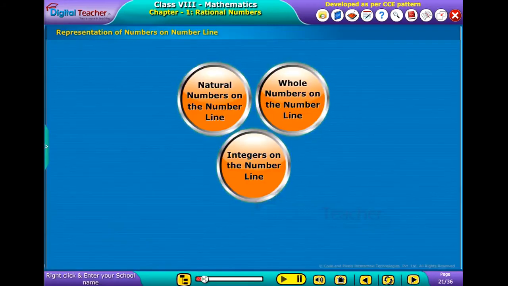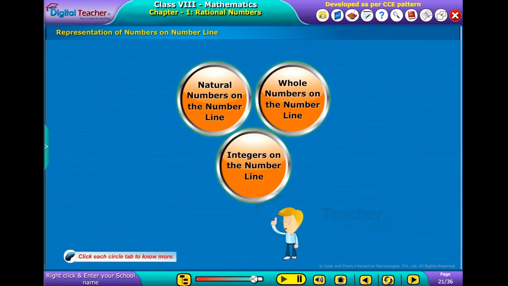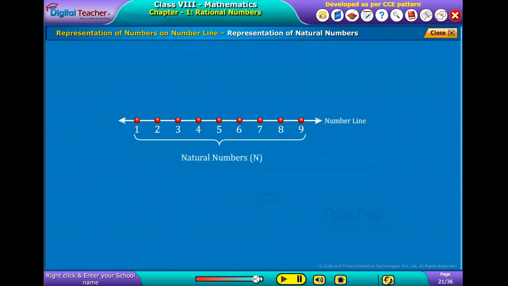Representation of numbers on number line. Let us recall the representation of natural numbers, whole numbers, and integers on the number line. Click each circle tab to know more. Representation of natural numbers. The natural numbers are the numbers that we use to count, like 1, 2, 3 and so on. The representation is shown on the screen. The set of natural numbers is usually denoted by the symbol N.